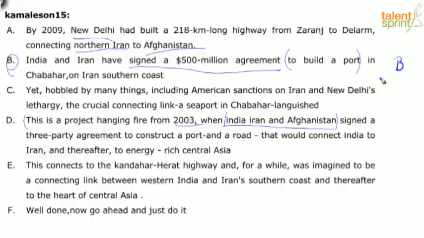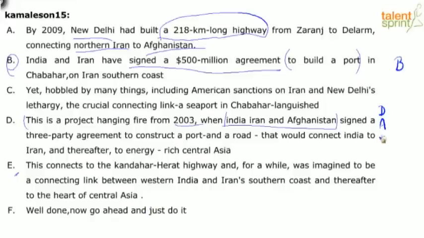D, A. So I'm just going to write connecting sentences, okay? A has to follow D, just in terms of keeping in mind the years 2003, 2009, there's something happening, and this 218-kilometer long highway, right? What does it connect? E. This connects to the Kandahar-Herat highway, and for a while was imagined to be a connecting link between Western India and Iran's southern coast, and thereafter to the heart of Central Asia.